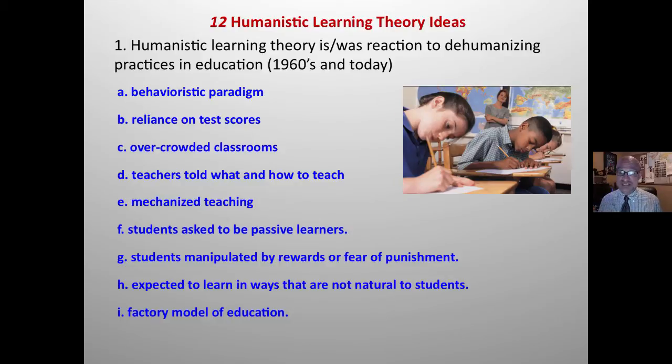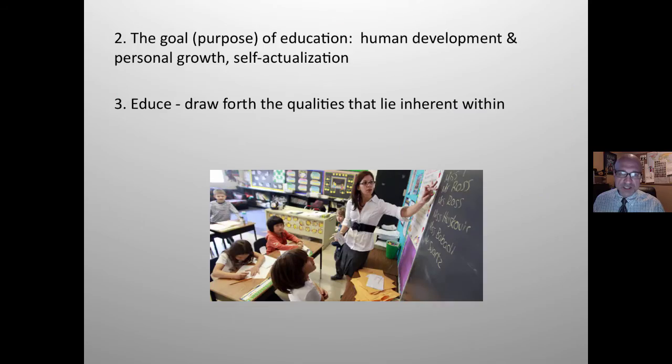Education is something that is done to students, not something students do. Students are manipulated by hope of rewards or by fear of punishments, expected to learn in ways that are not natural to them. This factory model of education, where students step on this 12-year conveyor belt, march lockstep down the line, and teachers become factory workers, adding standardized parts, adding widgets to the product along the way.